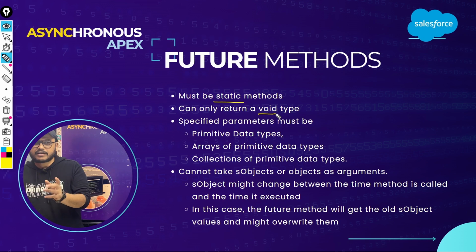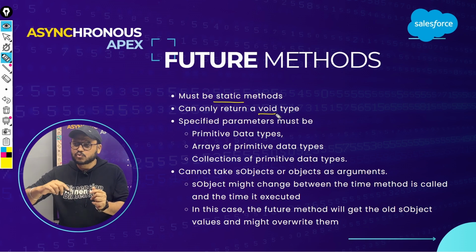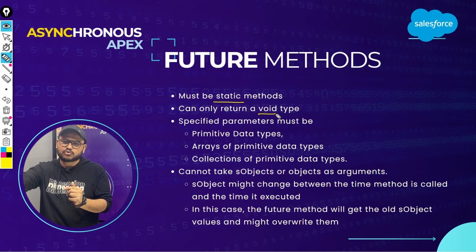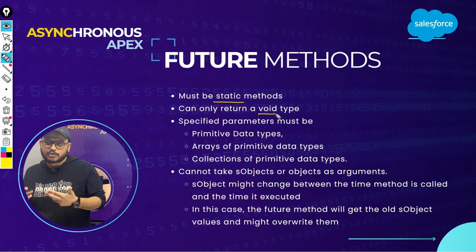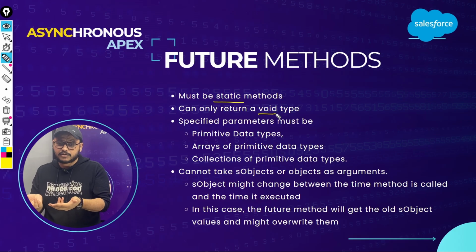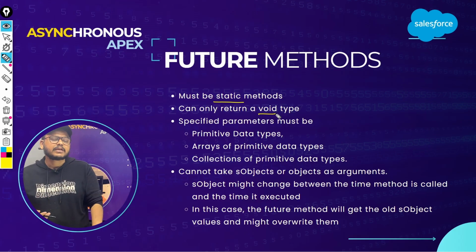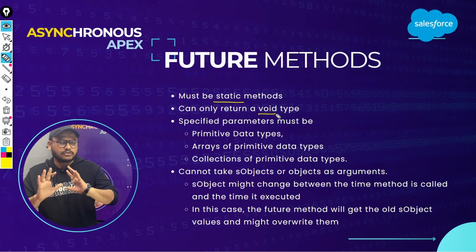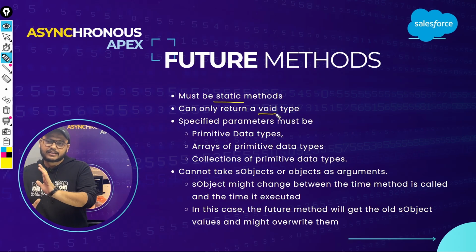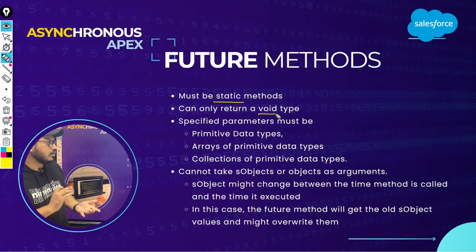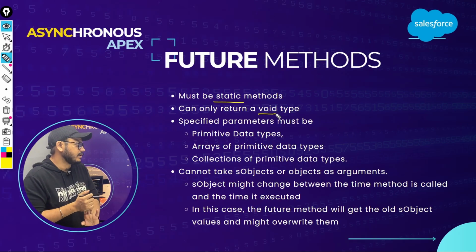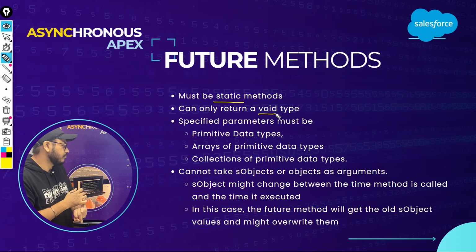For example, if I write a method that has to retrieve some data and show the data to me on the user interface, this cannot be asynchronous Apex, because there is a user waiting for the return value. Ideally, asynchronous methods get executed but do not return anything. So only that type of method should be asynchronous Apex. For your future method also, it always has to have a return type void. So that is another part.